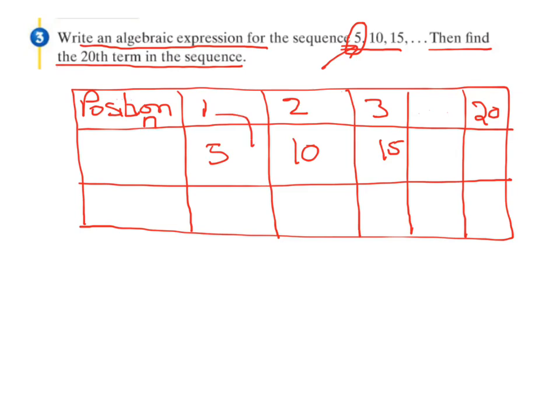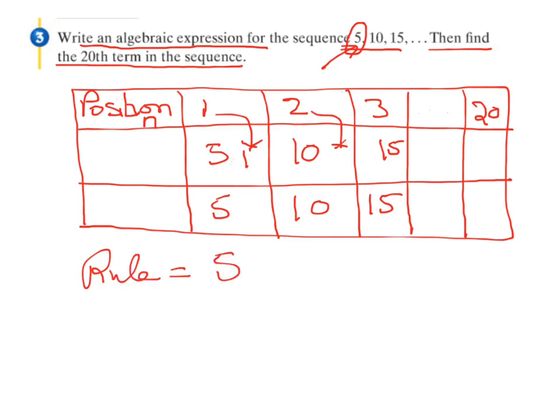5 times 1 is 5. 5 times 2 is 10. 5 times 3 is 15. So in other words, the rule is 5 times n, where n happens to be the term number.